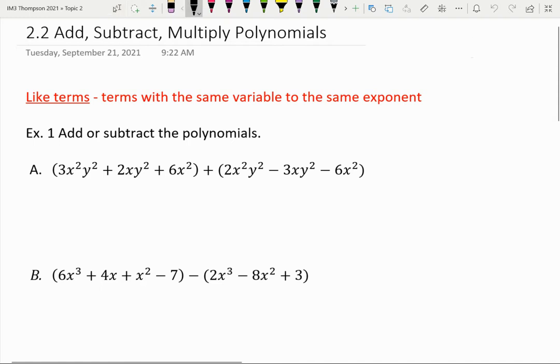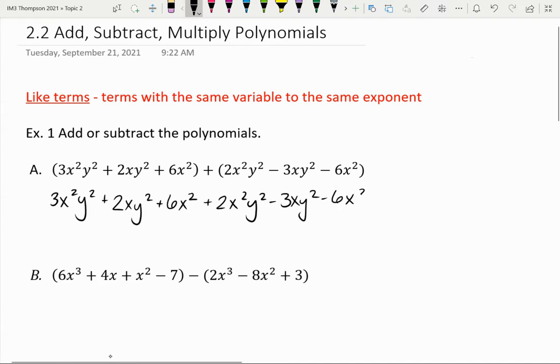So I'm just going to rewrite this since I have addition. It doesn't change anything. So I've got 3x squared y squared plus 2xy squared plus 6x squared, and then plus 2x squared y squared minus 3xy squared and minus 6x squared. Just rewrote it without the parentheses. I'm going to use some colors today to show which ones are the like terms. If you like that, go ahead and get out some colors. If not, that's cool too.